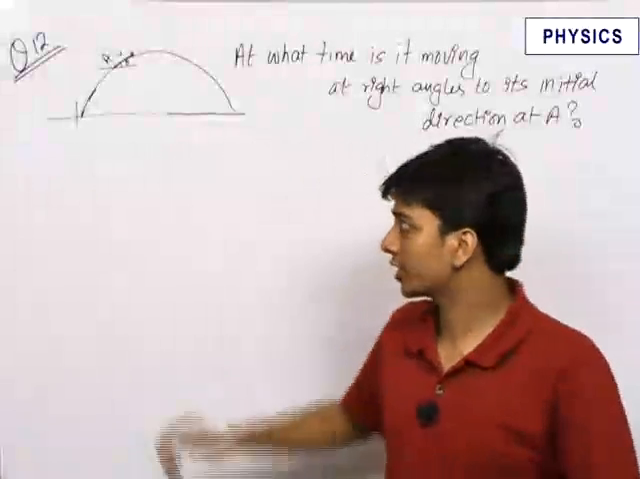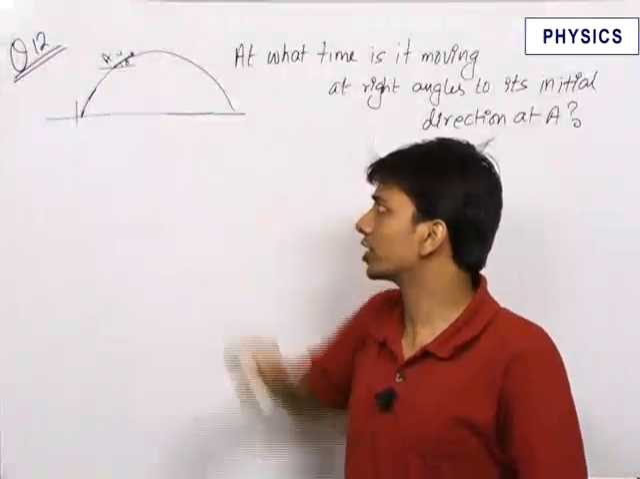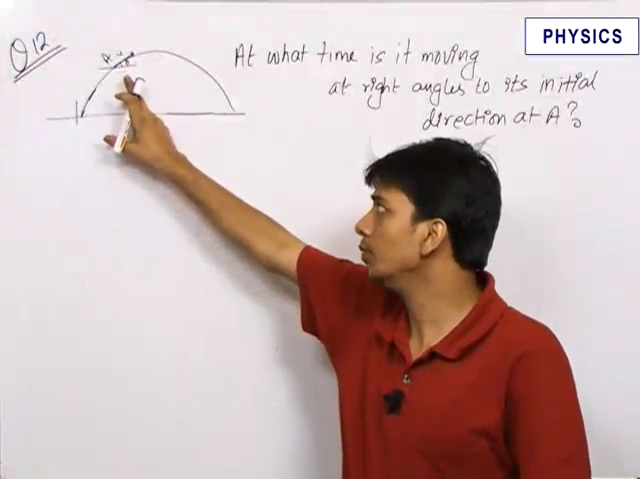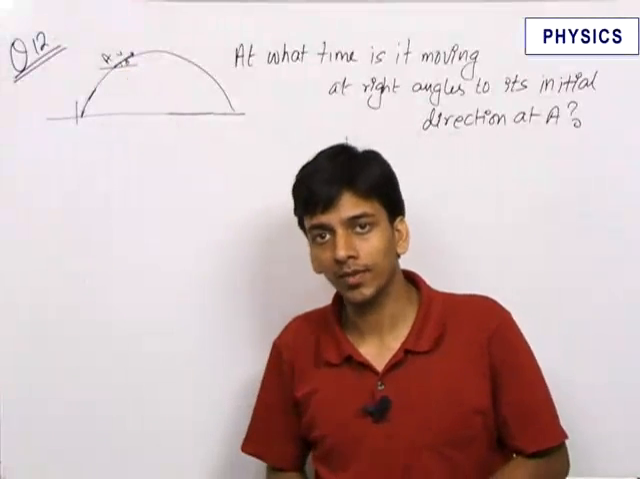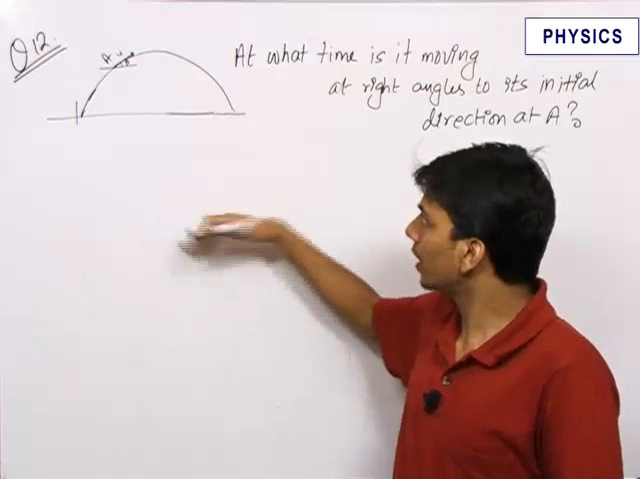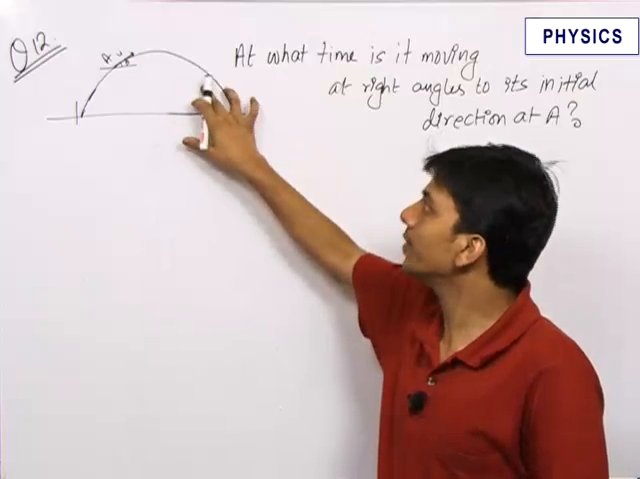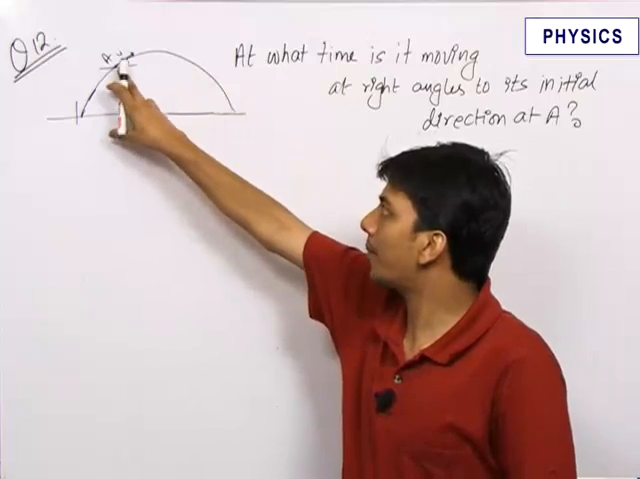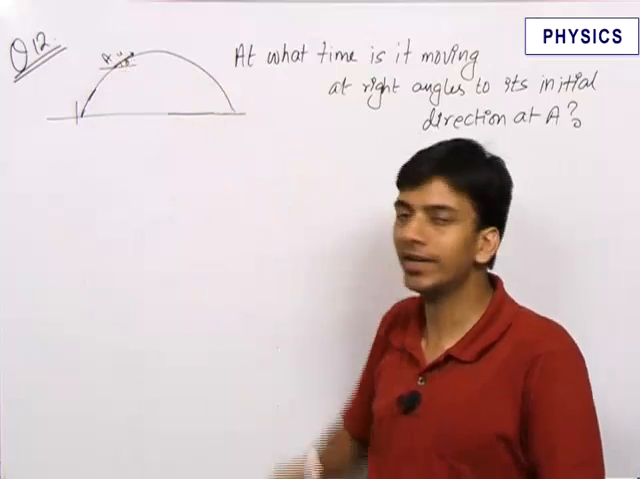In this question, there is a projectile motion. At some point of the projectile motion, the object is having a velocity u at an angle theta with the horizontal. We need to find out after how much time will its velocity vector make an angle perpendicular to the initial velocity vector at point A.